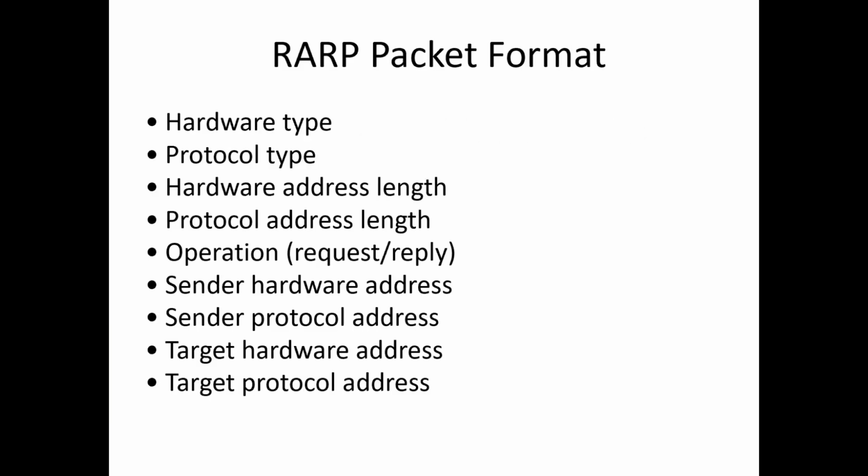Now, what's the RARP packet format? You obviously don't need to go too deep into it, but basically the RARP message mainly contains the hardware type, the protocol type, the hardware address length, the protocol address length, the operation type, like the request or the reply, and the MAC and IP addresses, obviously: the sender's hardware address and the target hardware address, as well as the sender's protocol address and the target protocol address.